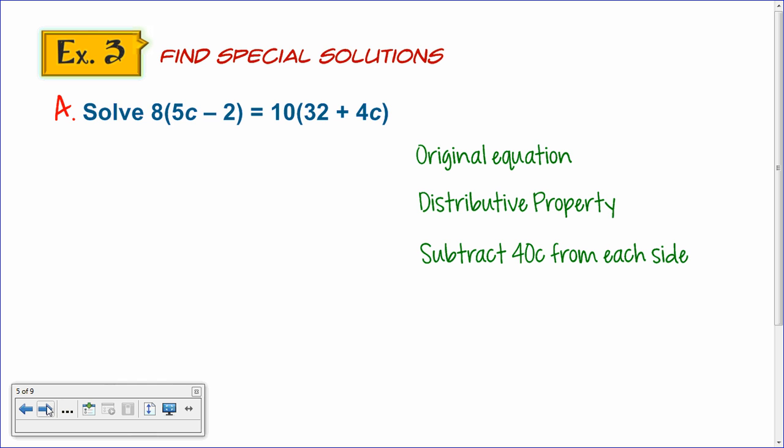Walk me through it. 40C minus 16, 300? Right. 300. There's 320, 10, right? Plus 40C, good. Okay, which is the smaller? What's going to happen here then, Logan? They're gonna cancel each other out. Exactly.